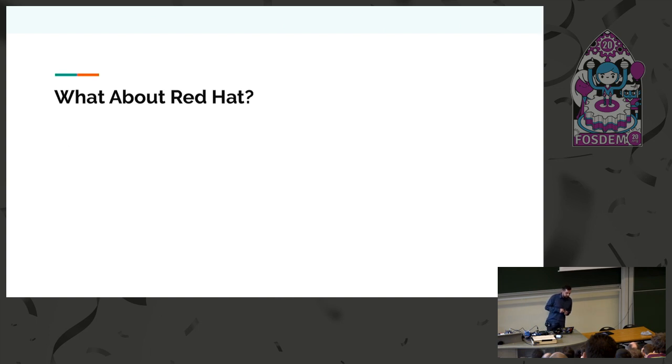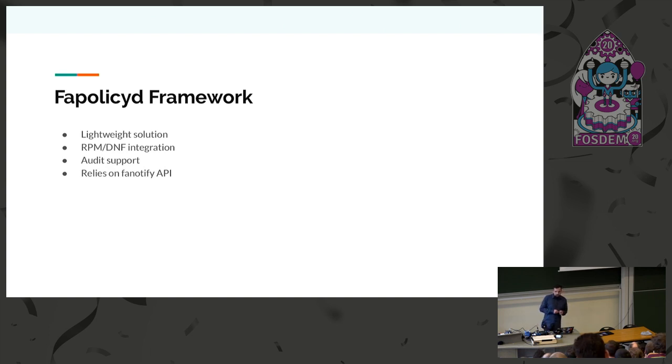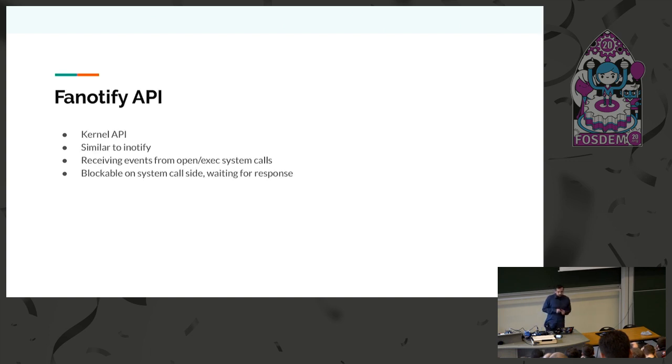So where is Red Hat? Well, we introduced the fapolicyd framework in RHEL 8.1 and Fedora 29, and it's available to use for everyone. The fapolicyd framework is a very simple and lightweight solution, and it benefits from RPM and DNF integration. It also has audit support, and it is built upon the fanotify API. The fanotify API is a kernel API, which is very similar to inotify.